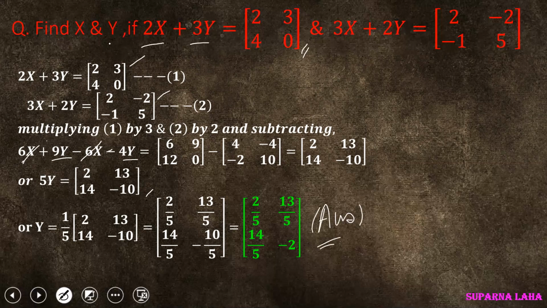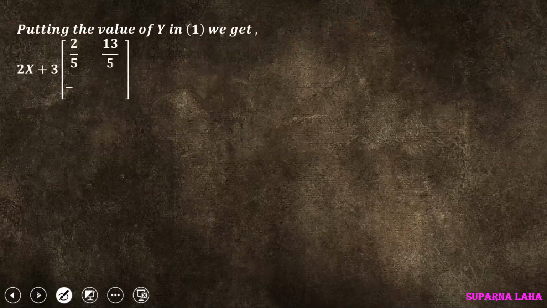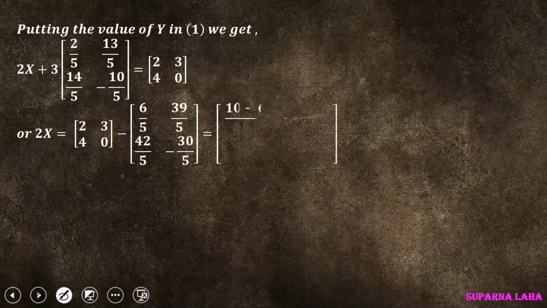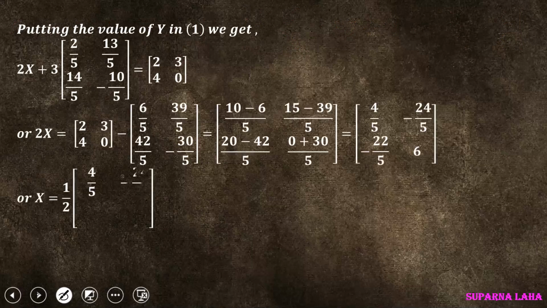So this portion is done. Now our next work is to find the value of x. Okay, so let's move to the second portion. Now putting the value of y into 1. Just put the value of y, you will find the answer for x. So 2x plus 3y is given by 2, 3, 4, 0. So in the place of y, put the value of y. As we are solving the linear equation, the same process we need to follow here. Don't think, matrix is given, how to solve this one.